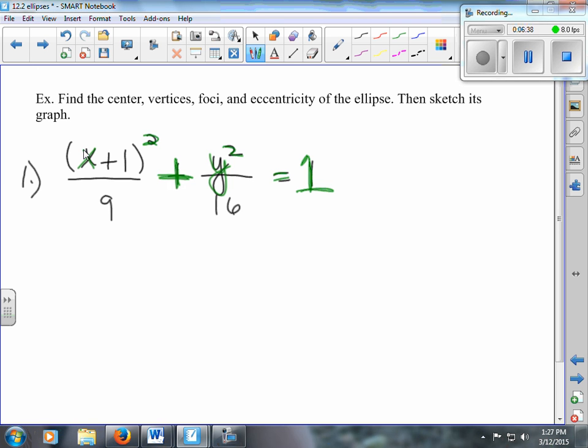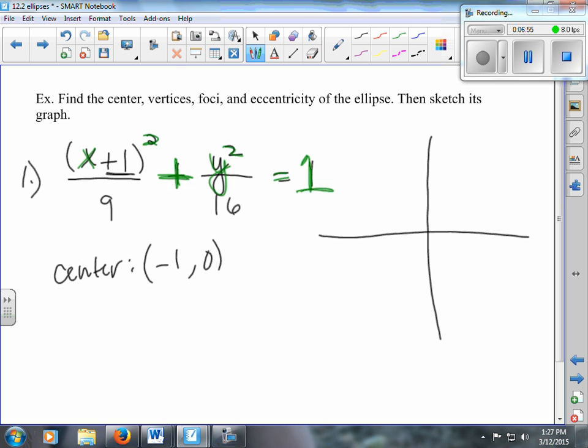So let's start with the graph. And again, I work with this just the way I work with parabolas. I work with the graph to do it, and then just read it off. So the center is going to be (h, k), and that will be (-1, 0), because y doesn't have anything added to it, which is right here. My x radius is the square root of the number under the x part that was squared. So that's a nice pretty 3.